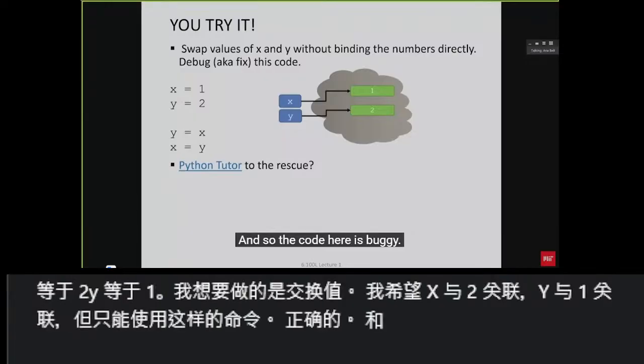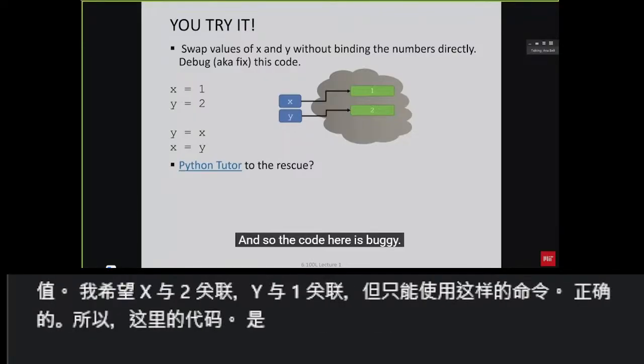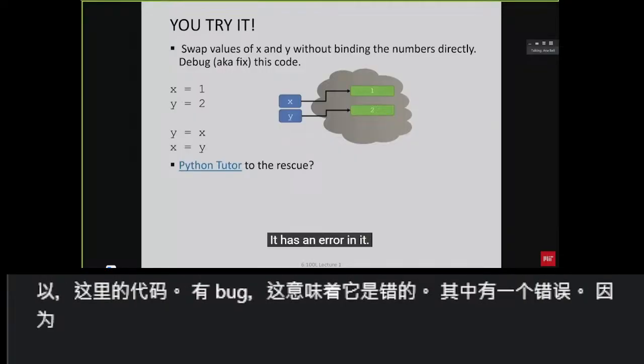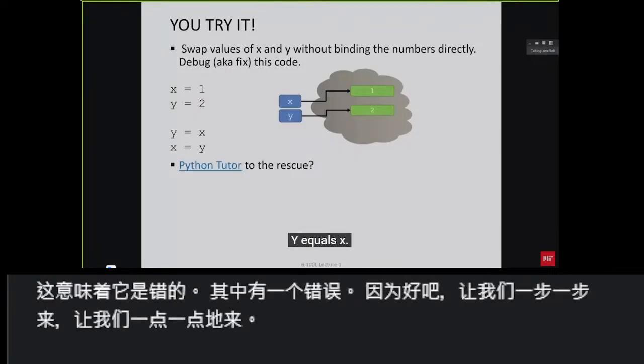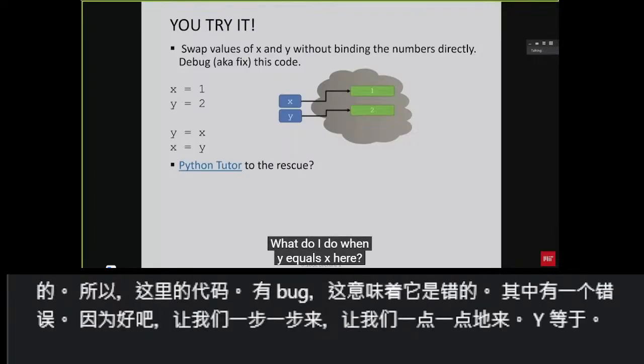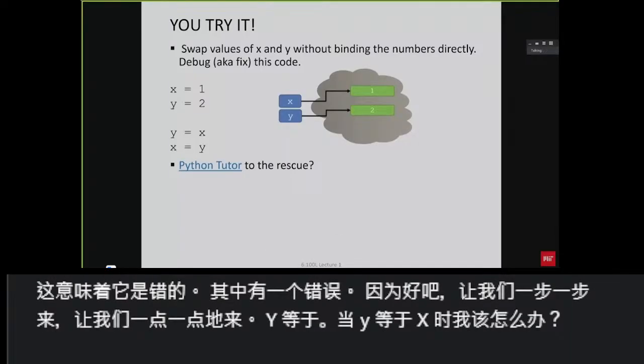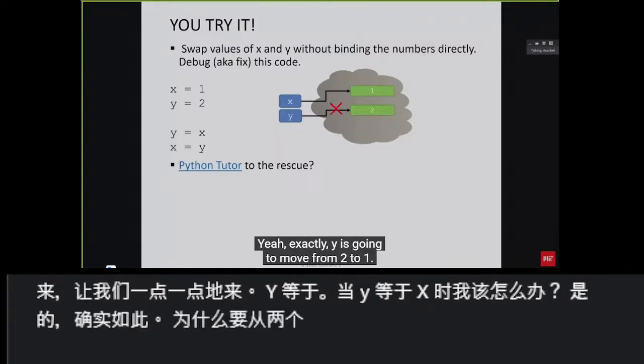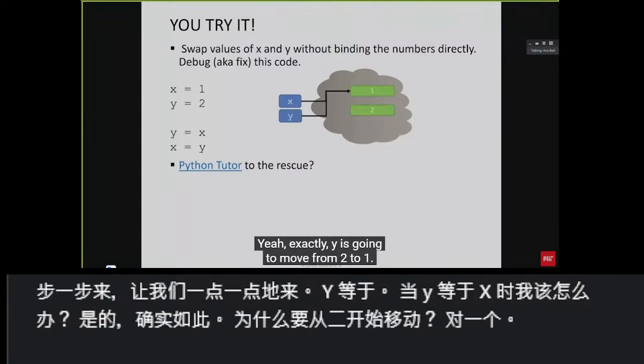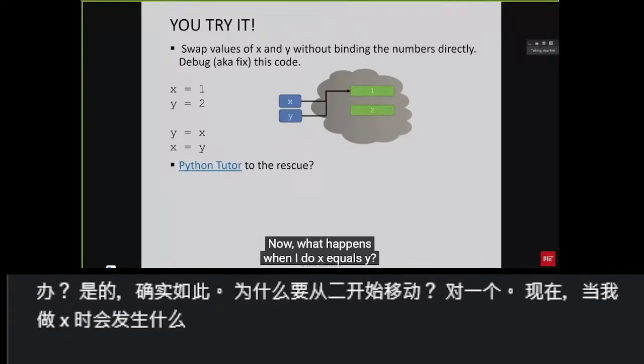And so the code here is buggy. That means it's wrong. It has an error in it. Because, well, let's step through a little bit at a time. y equals x. What do I do when y equals x here? Yeah, exactly. y is going to move from 2 to 1. Now, what happens when I do x equals y?